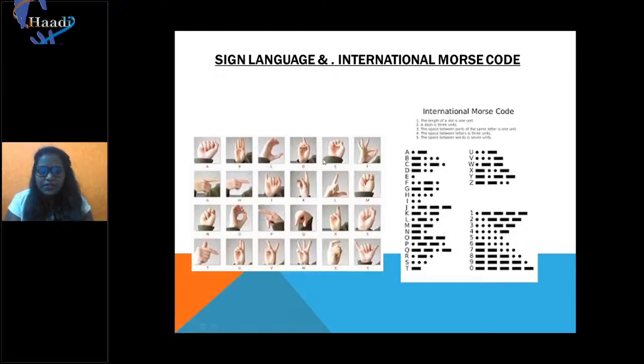So we have an image here. We have alphabets in sign language, so that when they have some issues, they can communicate with sign language too.